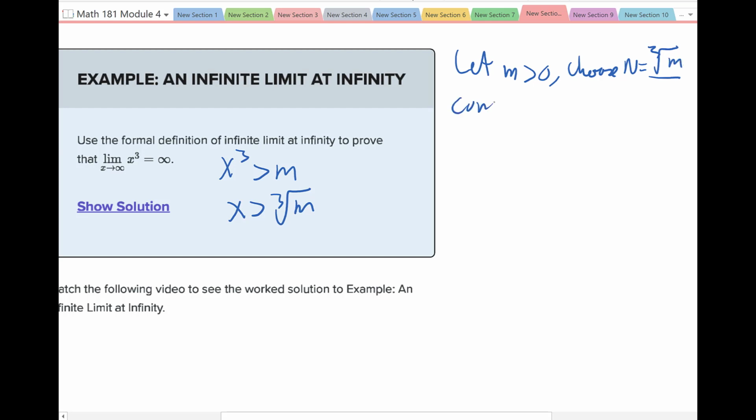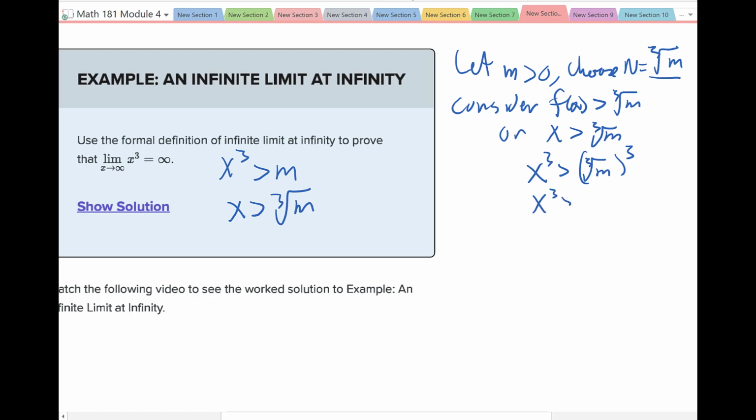So now we write over here, consider f of x is greater than the cube root of m, or that x is greater than the cube root of m. That means that x cubed is greater than the cube root of m quantity cubed, or that x cubed is greater than m. So we'd say that our f of x is greater than m. So I think we need to not have this part here. We just get rid of that part there.